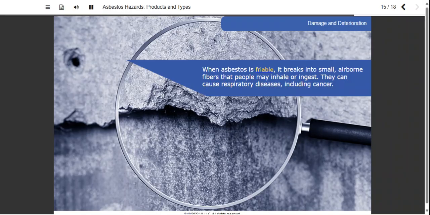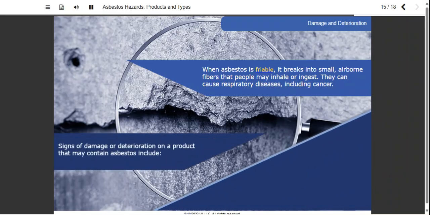Remember, you can't tell if a product contains asbestos just by looking at it. If you see signs of damage or deterioration on a product that may contain asbestos, leave the area and report it immediately so that qualified people can safely repair or remove it. Signs of damage and deterioration may include breakage, crumbling, cracks, fraying, the presence of dust, and water damage.